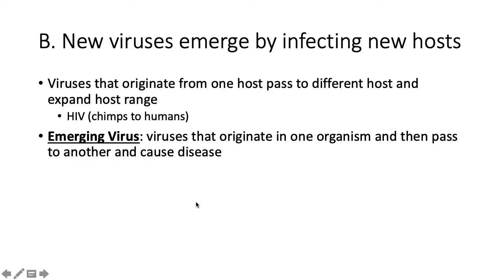Okay, moving on to emergent viruses. An emergent virus is just a virus that affects one organism and then makes a jump to a different organism and causes disease. HIV would be considered an emergent virus because it occurred in simians and then made the jump to humans, so it has expanded its host range. I think I have three or four examples of emergent viruses.